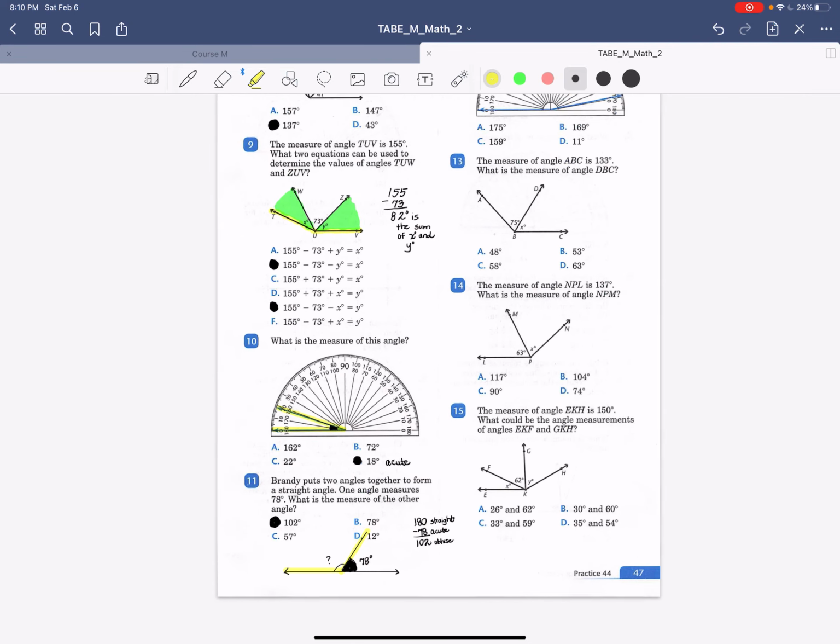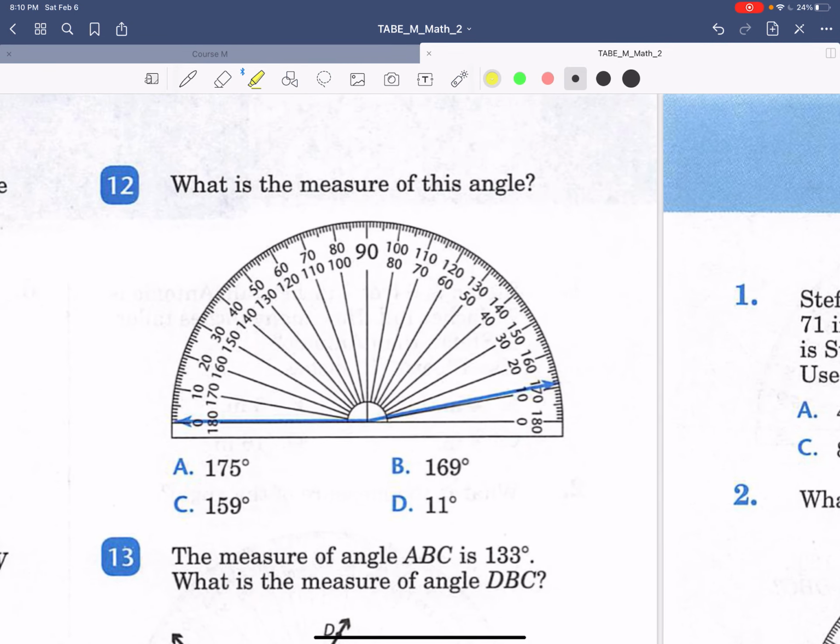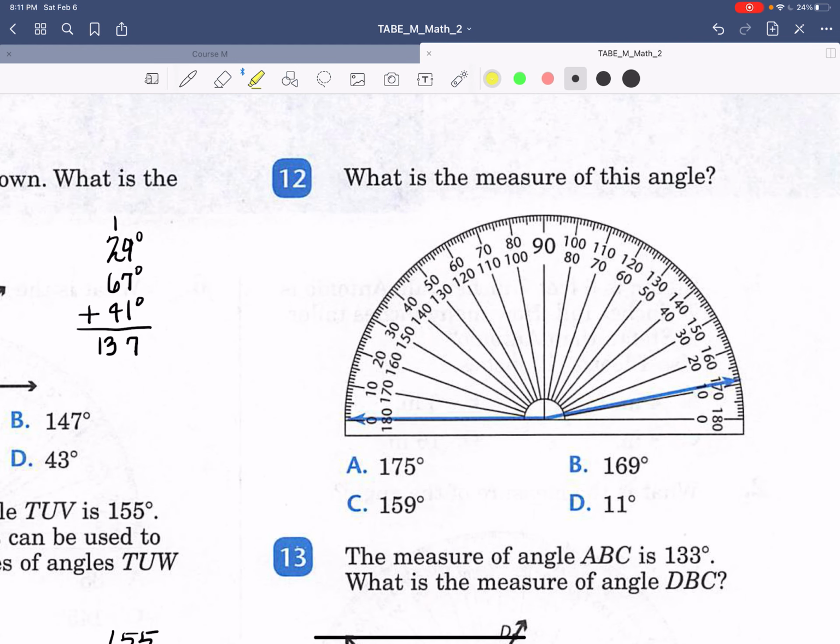Okay, number 12. Another protractor. And we have a very wide angle. We have a line here. It's almost half of a circle. Very nearly. So when you find 0, it's this one. You're using that outer scale. So you go around. It is almost at 170. Not quite. So I'm going to go with B, 169 degrees for number 12.